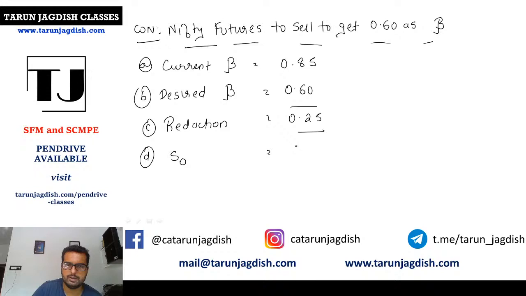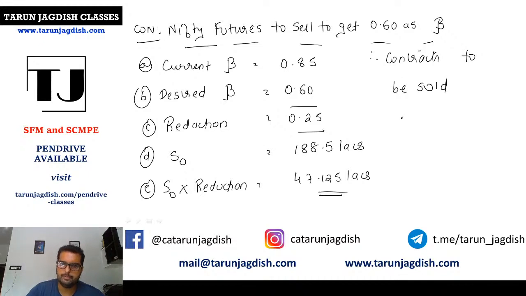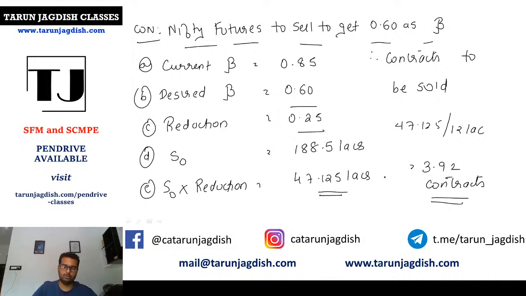What is the value in the spot market? 188.5 lakhs. Am I right? So S0 into reduction will be 188.5 into 0.25. I'll get the answer as 47.125 lakhs. Therefore, contracts to be sold will be 47.125 divided by 12 lakh contracts. So we'll get the answer as 3.92 contracts. By doing so, my beta will come down to how much? 0.6. Can you write down till here in your books now, friends?